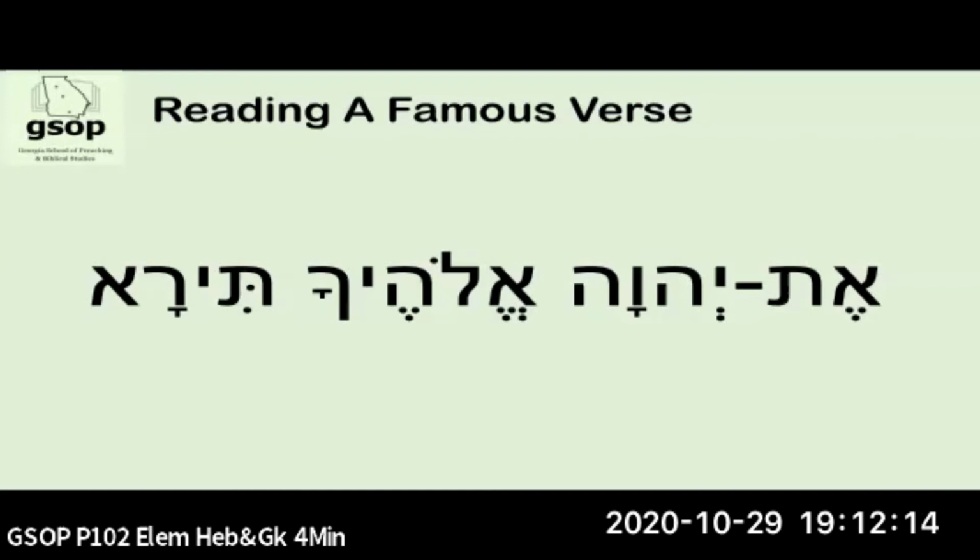Yod, hey, vav, hey. The Jews didn't want to pronounce this word, so they would often say Adonai, or they would say Yod, hey, vav, hey. Yahweh. Yeah, we've had this word every single time. So this is not the subject. So how would you translate Yod, hey, vav, hey?